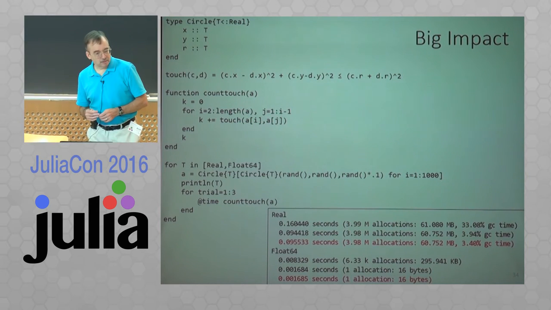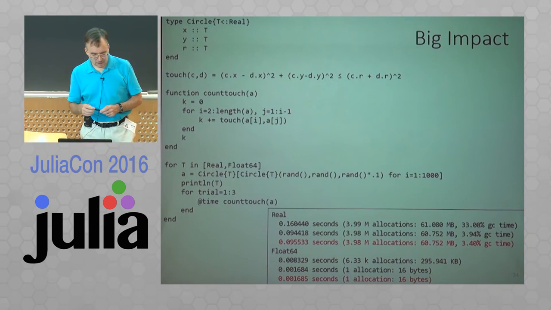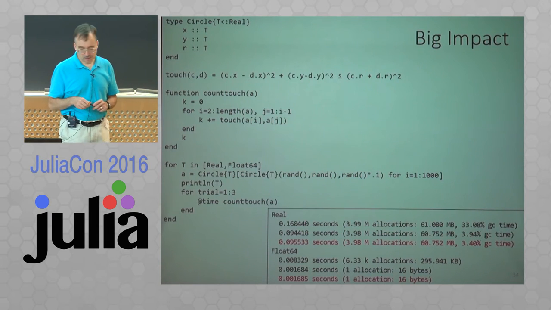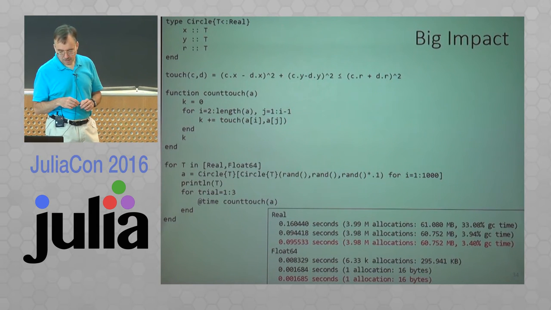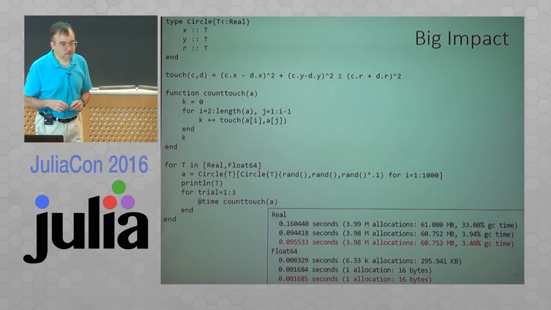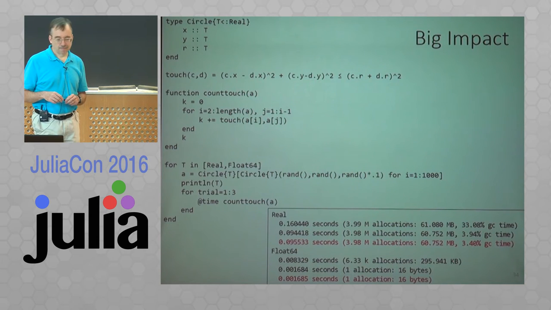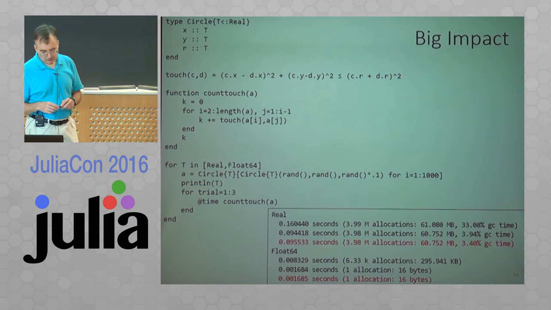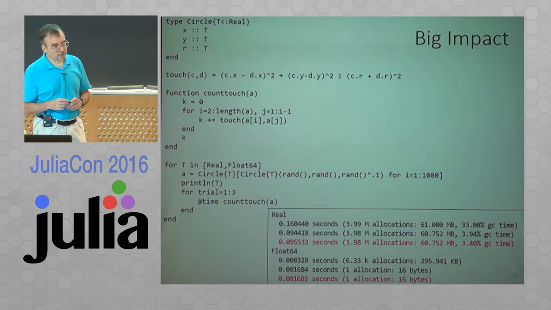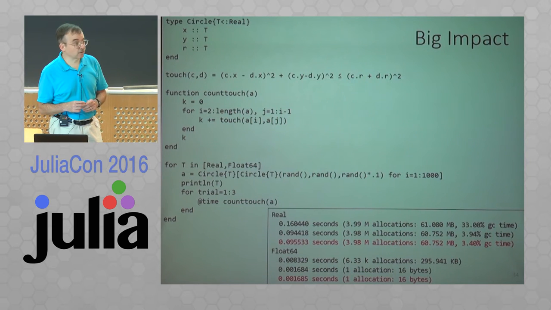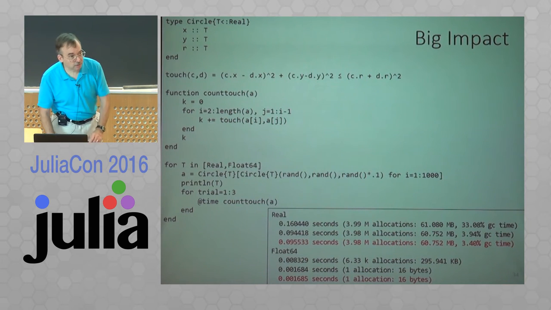Well, the touch function that does the squared operations, could it infer that the output of touch would still be a float 64? The result of touch is a bool. Is a bool. But would it be able to infer that if it knew that the inputs, the X, Y, and R, were all floats? Oh, yes. If it knows they're all floats.